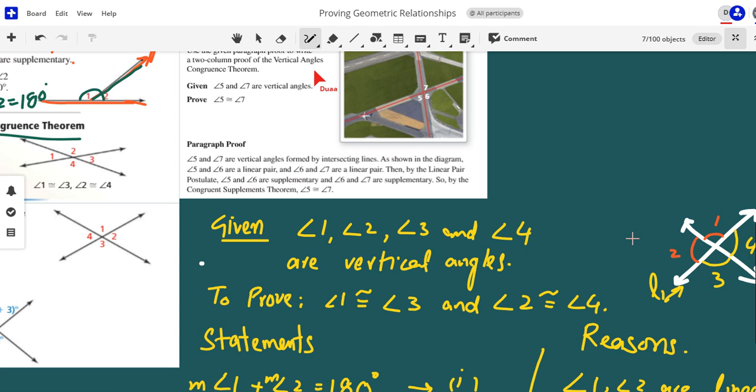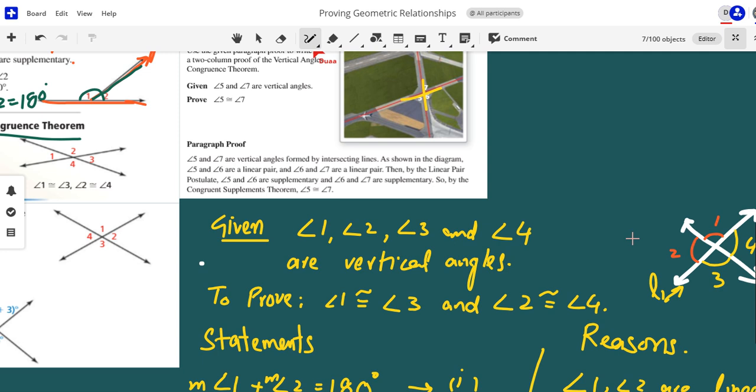Here you can see angle 7, angle 5, 6 are given. We have to prove angle 5 and 7 are congruent. So what they said? They said angle 5 and angle 7 are vertical angles formed by the intersecting lines as shown in the diagram. Angle 5 and angle 6 are linear pairs, and angle 6 and angle 7 are linear pairs. You can consider this line as your baseline, then angle 7 and 6 are linear pair, and if you take this as your main line, you can say angle 5 and 6 are your linear pair angles, right?